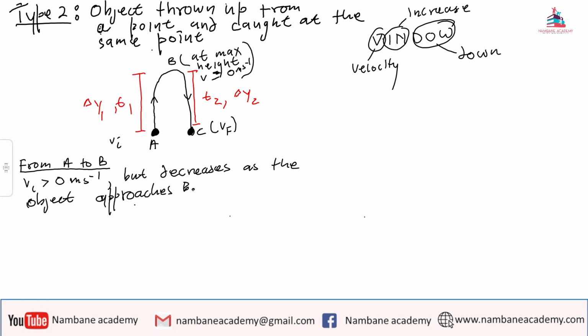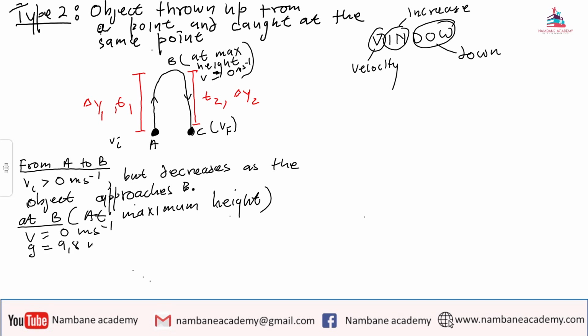But now, what is happening at B? I will say now at B, it is now at maximum height. So at maximum height, V is equal to 0. V is equal to 0 meters per second. What about G? G is still the same. It is 9.8 meters per second squared.